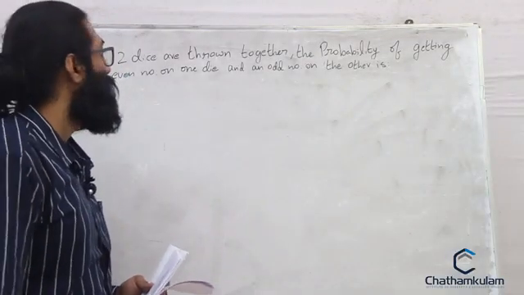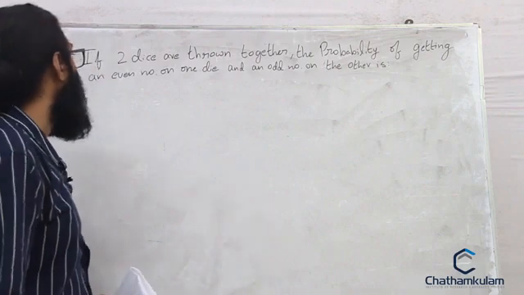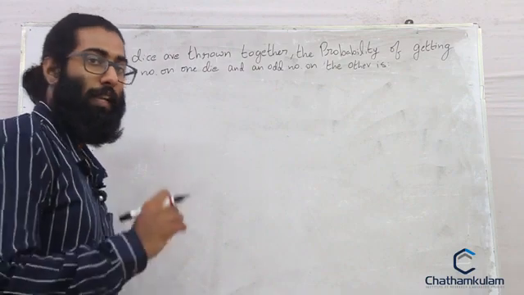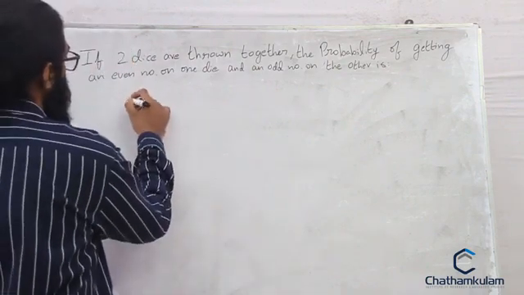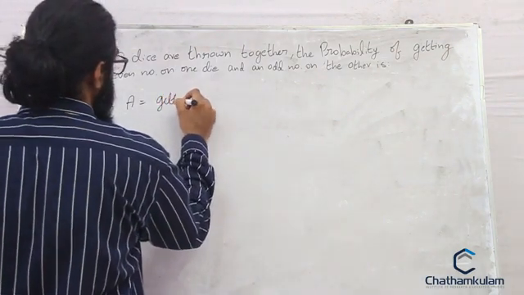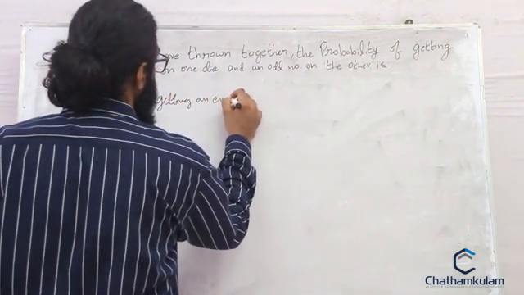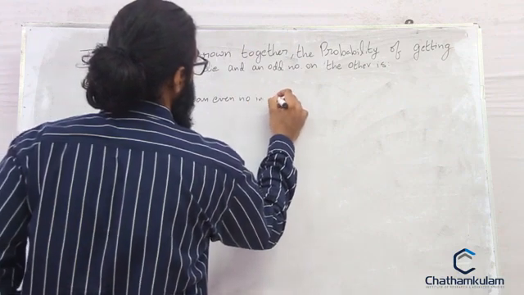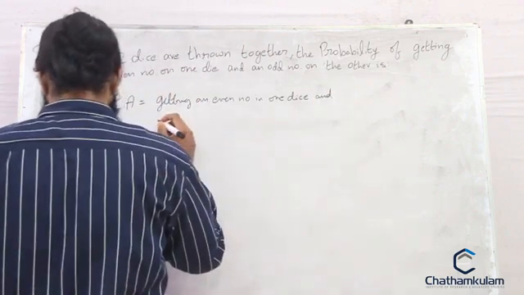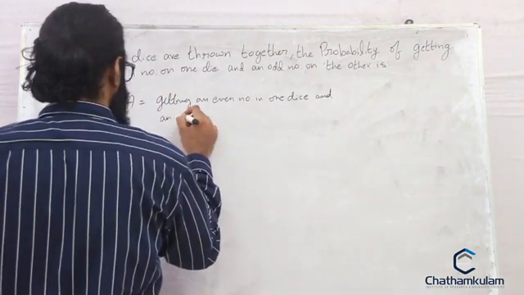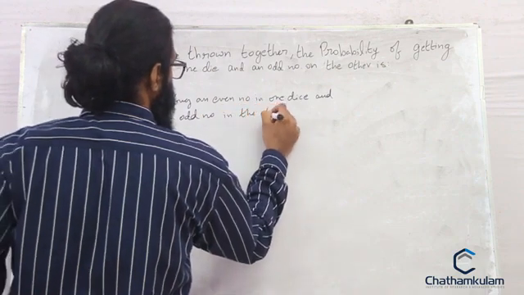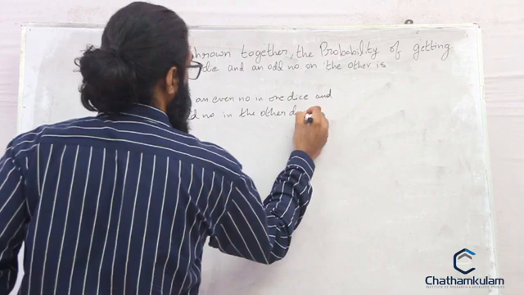So let's look into the next question here. If two dice are thrown together, what is the probability of getting an even number on one die and an odd number on the other? Let us take A equals getting an even number on one dice and an odd number on the other dice.